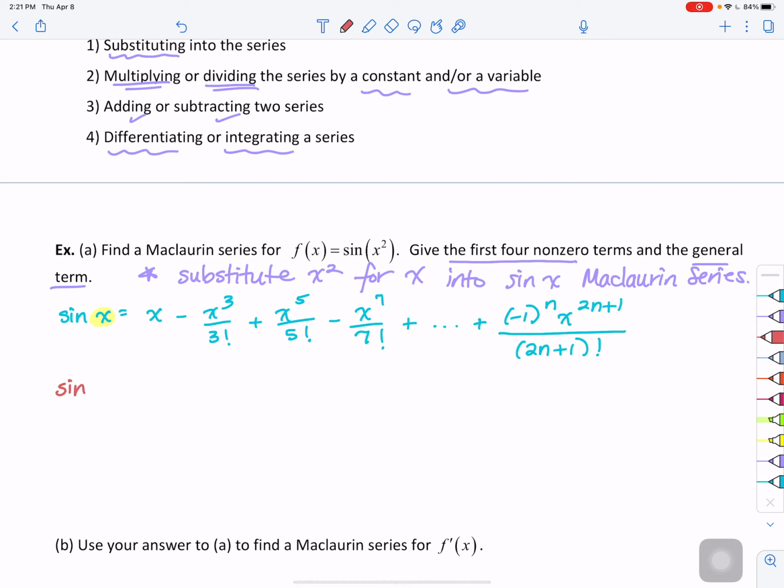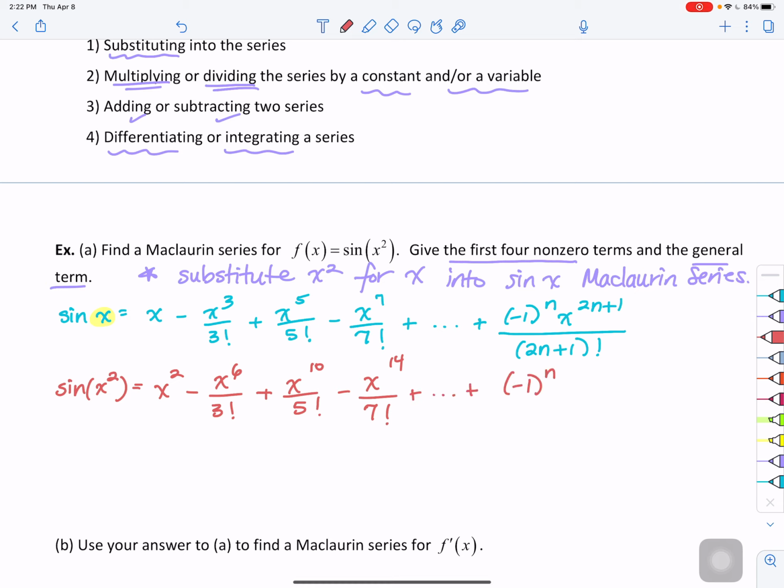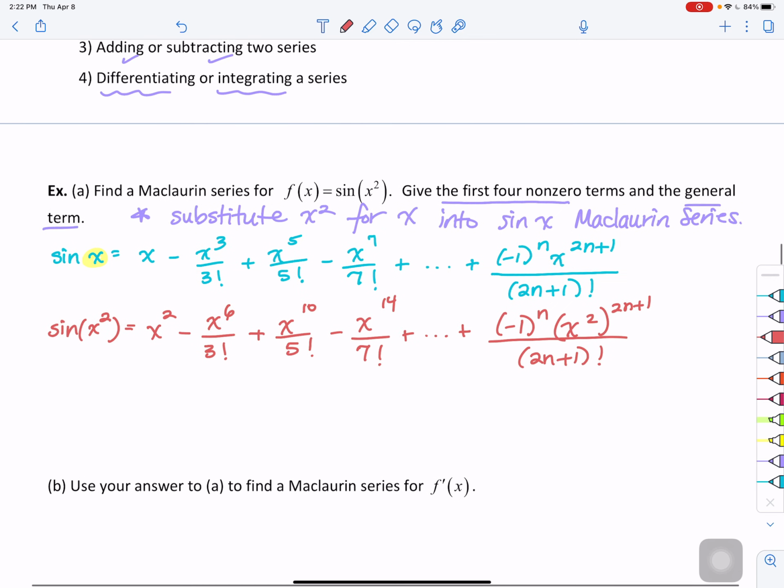So let's give that a try. So we have the sine of x squared is equal to, well, x squared minus x to the 6th over 3 factorial plus, you guessed it, x to the 10th over 5 factorial minus x to the 14th over 7 factorial. Now, let's go ahead and write that general term. So we're going to have negative 1 to the nth. Now be careful, we're going to have x squared raised to the 2n plus 1 power, all divided by 2n plus 1 factorial.